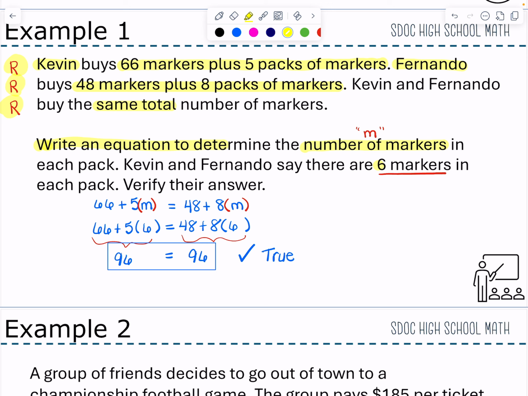So we substituted in 6. And when we did that, we found that the left side of the equation and the right side are both 96. So that's true. So how do I write my answer? I'm going to write 6 markers are in each pack, because that's the value that we were checking. Okay? All right, now that was example 1. Let's go do example 2.